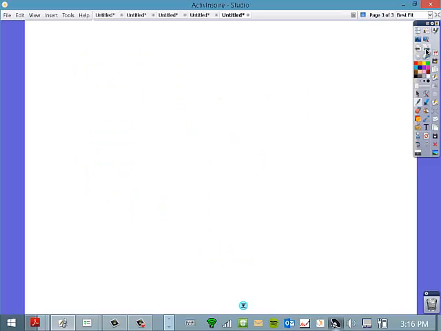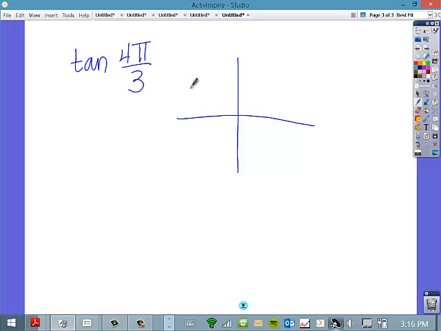Next one, tangent of 4 pi over 3. First we want to draw our triangle. Which quadrant is 4 pi over 3 in? Well, to get from here to here would be 3 pi over 3, so we have one more. So in the third quadrant, this would be 60 degrees. This would be 30 degrees.